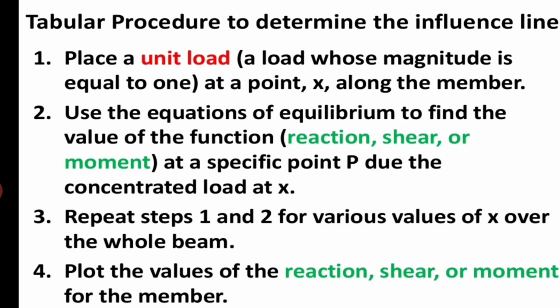Next, the tabular procedure. First, we place a unit load whose magnitude is equal to 1. That's why we place the unit load; always that magnitude should be 1, at a point x along the member. At any point x, first we apply the unit load 1 on the particular beam or truss. Then what should be the next step? Use the equations of equilibrium to find the value of the function.